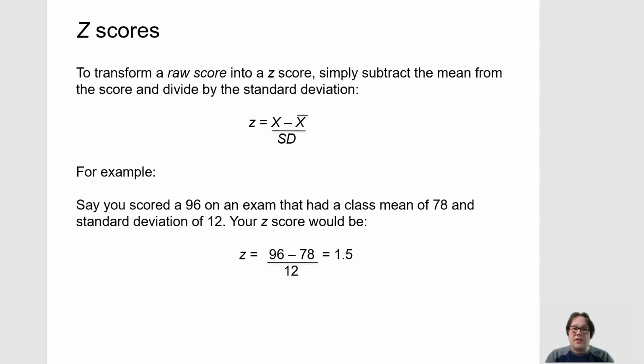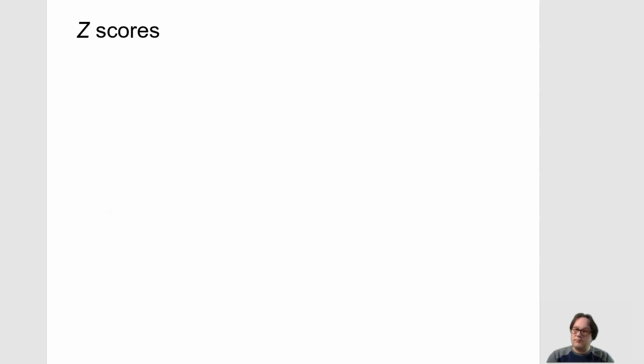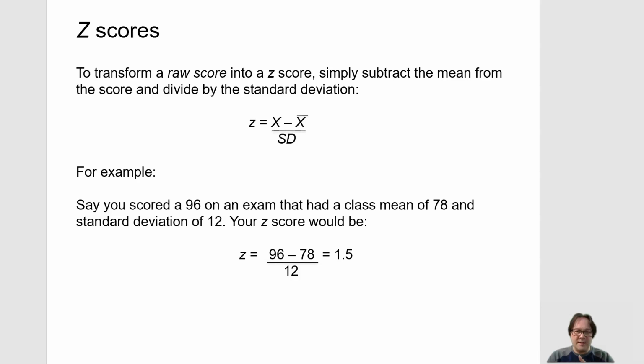So how would we calculate your z-score? Well, we would take your 96. That's your raw score. That's what you earned. That's your x value. That's what you got on the exam. So we would subtract the mean of 78 from that, and we would divide that value by 12. So you would get a z-score of 1.5. Okay, so in this lecture, we're not plotting z-scores yet, but just keep this in mind. Your z-score would be 1.5.